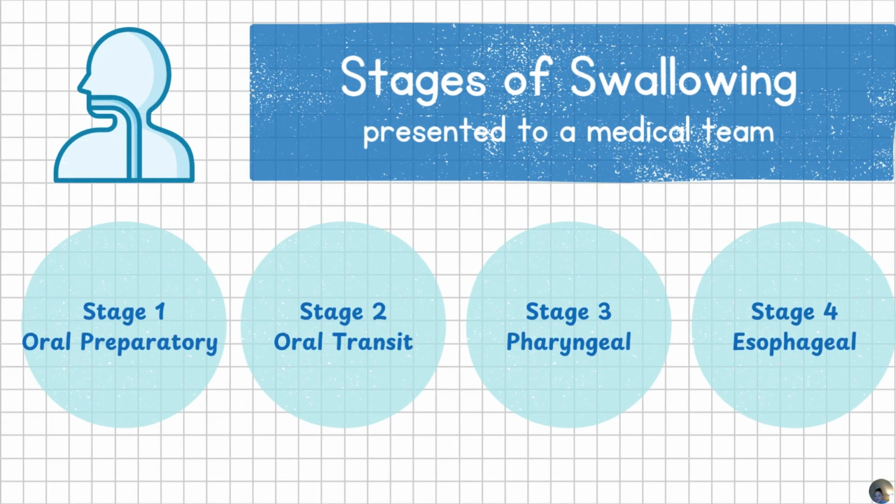As SLPs and healthcare providers, knowing and understanding each phase of the swallow is key for not only diagnosing but treating dysphagia appropriately. We are also going to be educating caregivers, patients, and many members of various teams as we treat patients. The swallow is normally divided into 4 stages. This includes the oral preparatory phase, the oral transit phase, the pharyngeal, and the esophageal. So let's get started.